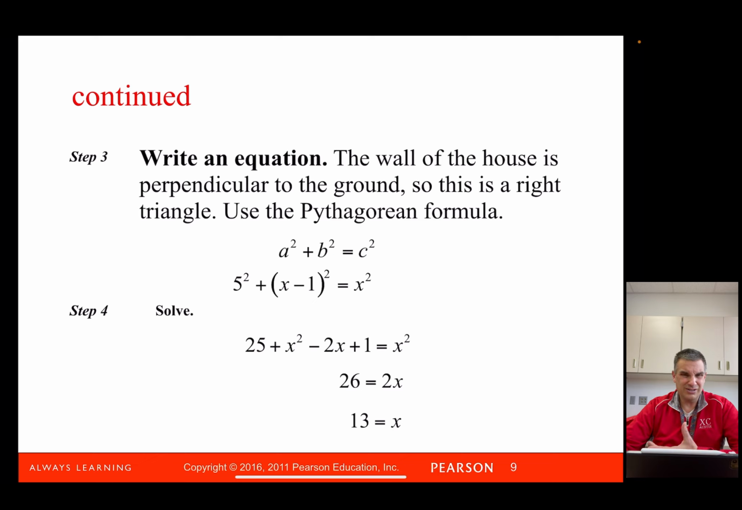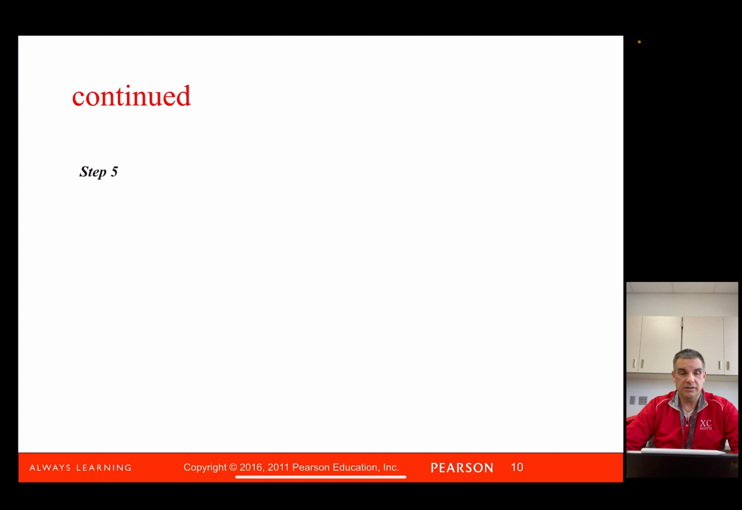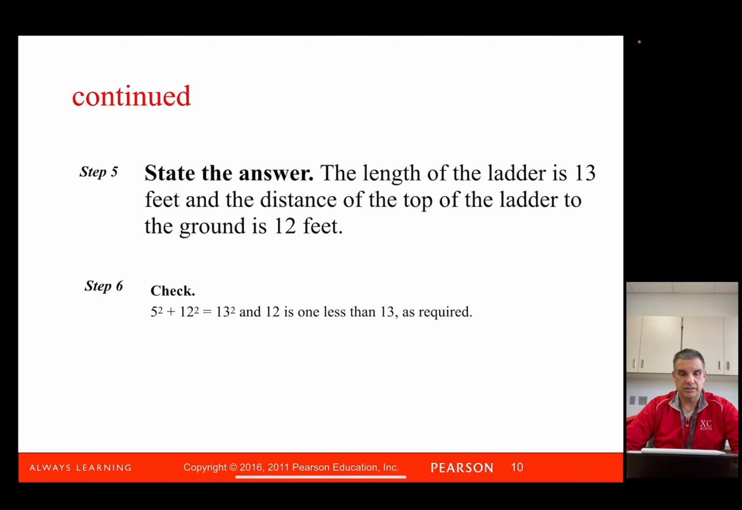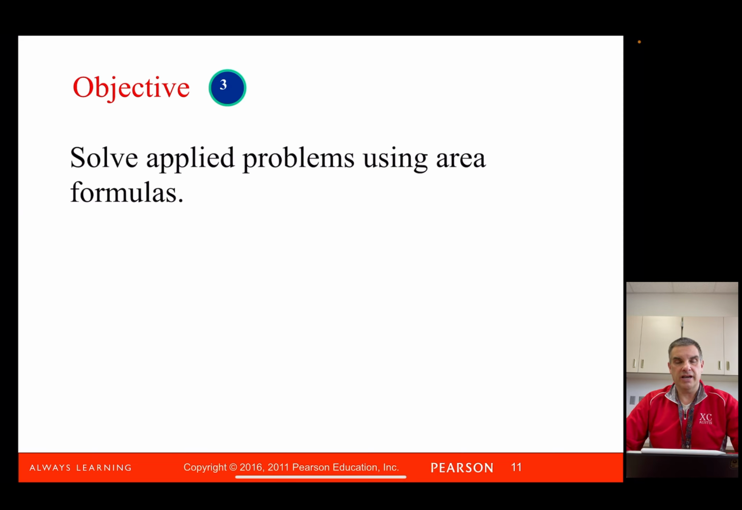13, just like we got. Solved a little bit different than we did, but in the end we still got 13. Then you answer the question. The ladder is 13 feet, 12 feet, and so on and so forth. And you're done. Okay, so that's an applied problem using the Pythagorean theorem.